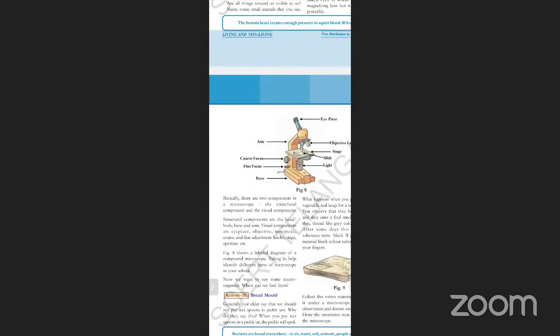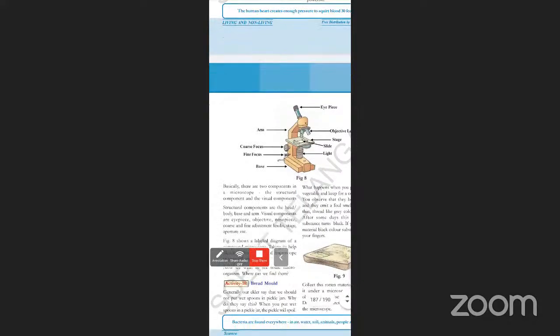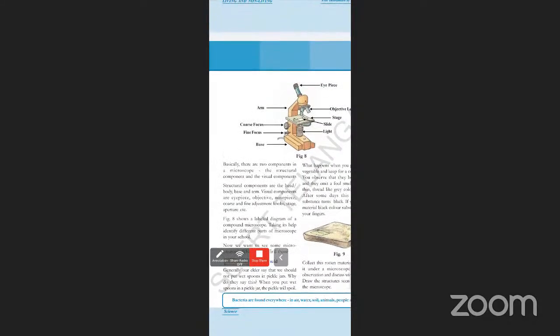The microscope contains two components: a structural component and a visual component. Structural components mean head or body, base, and arm. Next, visual components mean eyepiece, objective, nose piece, coarse and fine adjustment knobs, stage, and aperture.